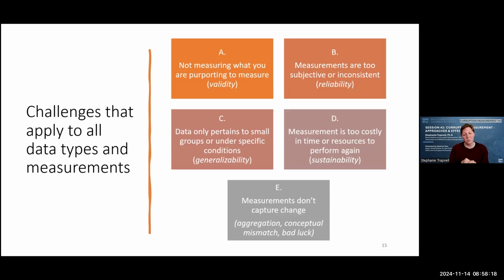And box E, the measurements don't capture change. This is a thing. You just have to sort of understand that with all kinds of measurement, this is an issue, and it does matter for corruption as well. So if you have very aggregated indicators that pull from a lot of different data sources, they may not be able to capture change, and they admit this. Indices creators all admit that they may not be able to capture change. They may have a conceptual mismatch. What they think they're measuring is not what they're actually measuring, or what they thought would change is not what actually changed, or they might just have some bad luck and not capture the change that they want to capture. So these are the 5 big areas that apply to all data types. And it's good to sort of understand these concepts when you're looking at data sets, because they will help you understand if it's the kind of data that you want to use.